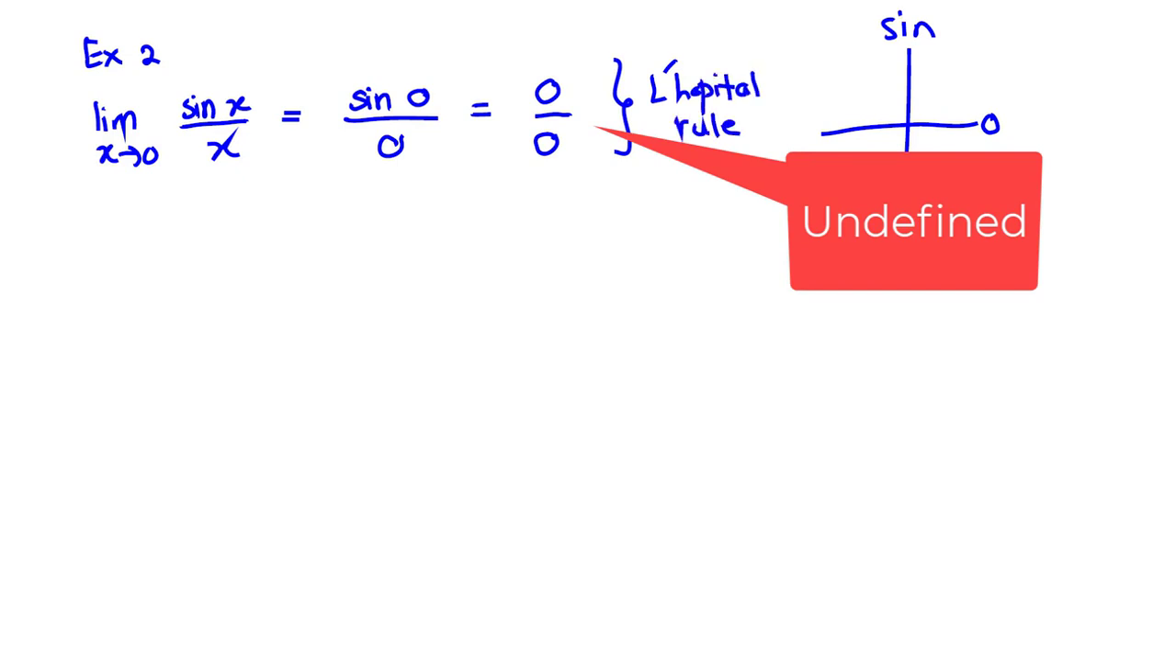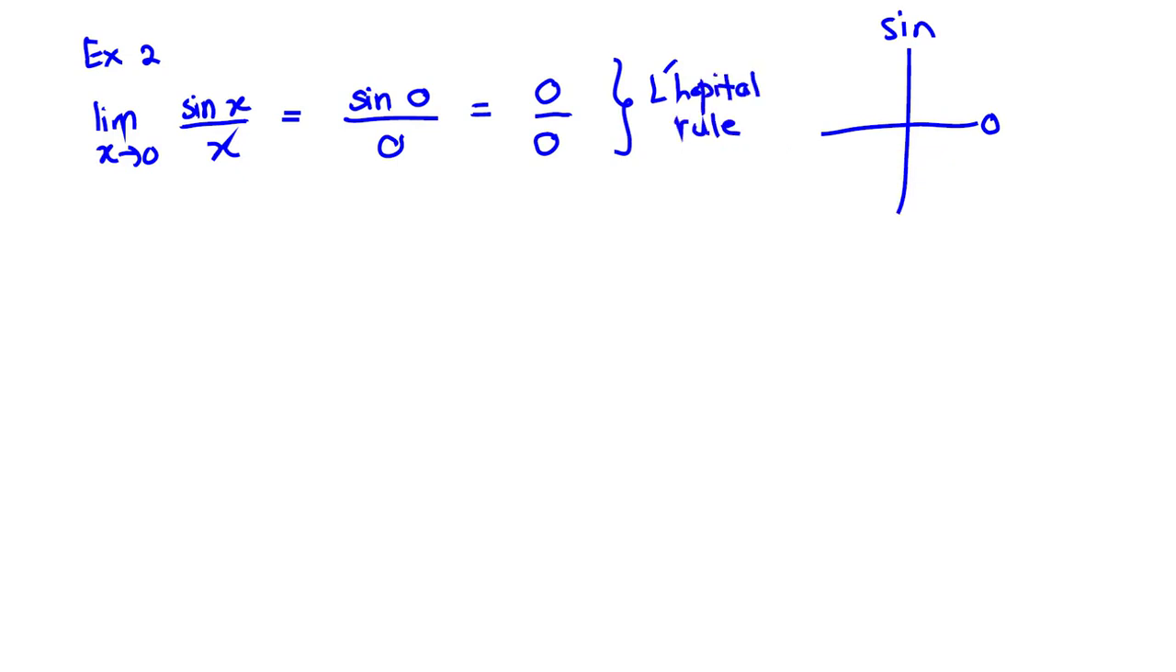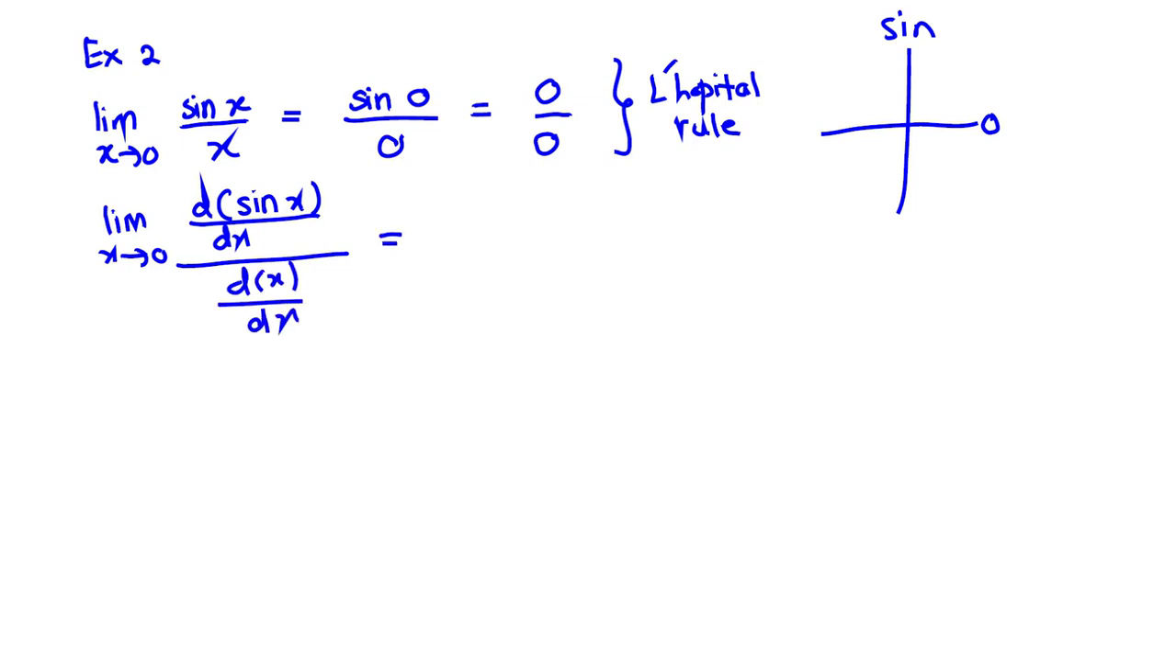So how to use L'Hopital's rule? As we discussed in the previous video, you need to differentiate. So limit as x approaches 0, differentiate sin x with respect to x, divided by differentiate x with respect to x. I write step by step so you can understand. Differentiating sin x, you get cos x, and then divided by differentiating x, you get 1.